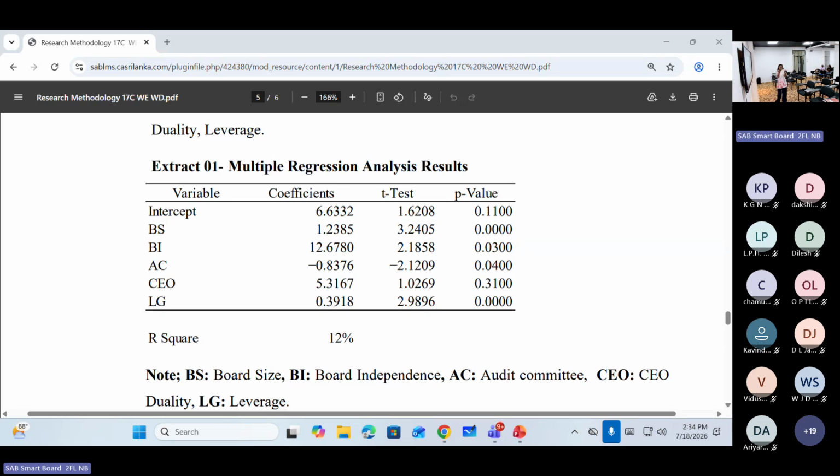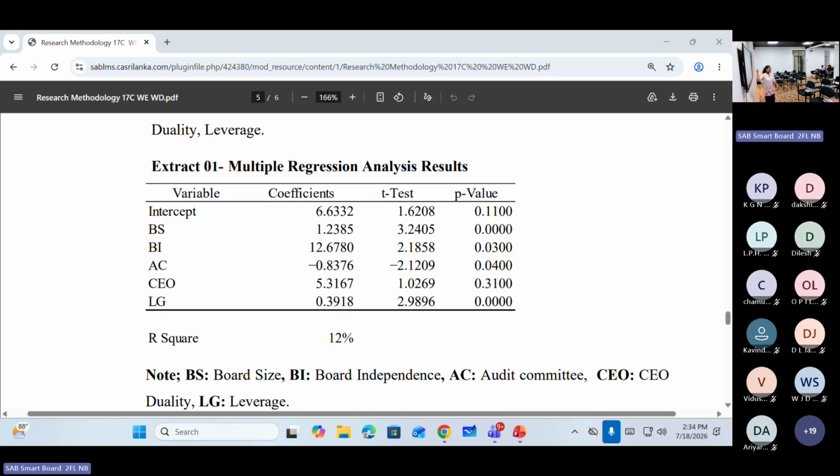We tested whether board independence impacts the financial performance. Yes, what we found: we tested board independence and financial performance, and we found that yes, it's there. We identified it is impacting the financial performance.